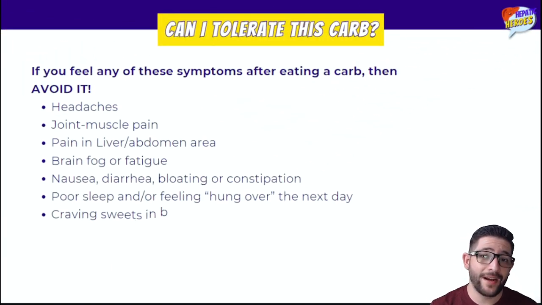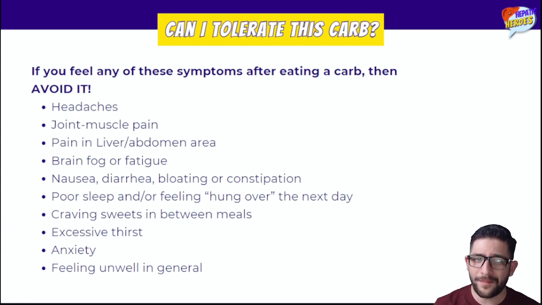And lastly, what does it mean when we ask ourselves, can I tolerate this carb? Like, what does that mean? Well, basically, when you ask this question, what you're really asking is, how do I feel after eating this particular carb? So if you feel any of these symptoms after eating that particular carb, or really any food in general, then it's probably best to avoid it.